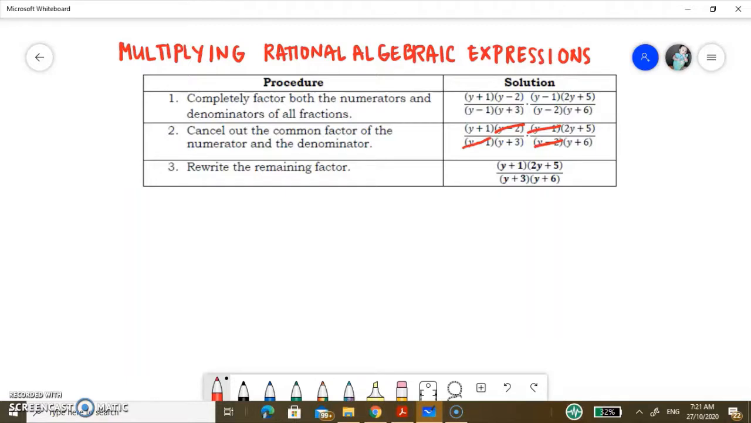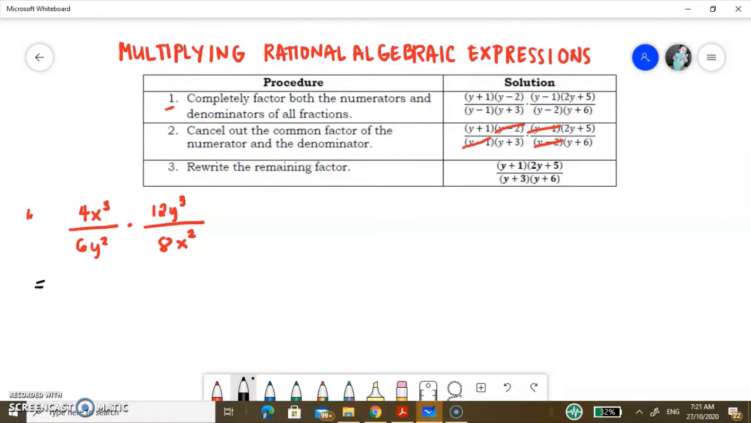So let's have our examples here. Let's start with the simple ones. If you have, say, 4x cubed divided by 6y squared, times 12y cubed divided by 8x squared. It says there that you have to completely factor both the numerators and the denominators.